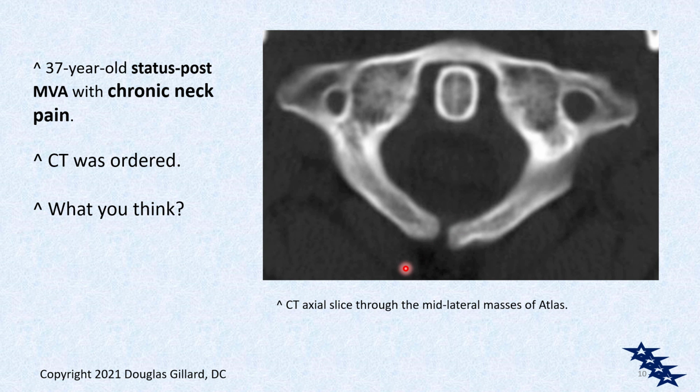So that's a 37-year-old, status post-MVA. What's MVA? Motor vehicle accident. And yeah, they come in your office. They bring their CT from the hospital, and you're getting ready to adjust them. You find some fixations. And you look at this, and the question is, is that a fracture? Well, it's probably not a fracture.